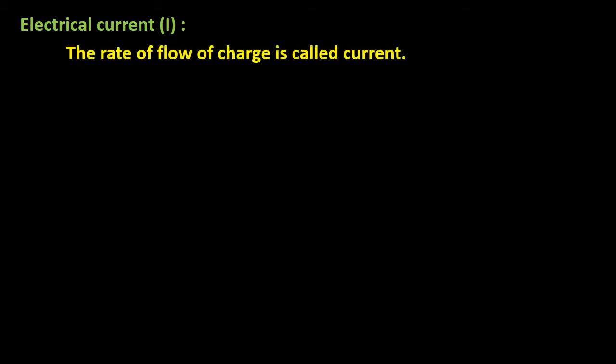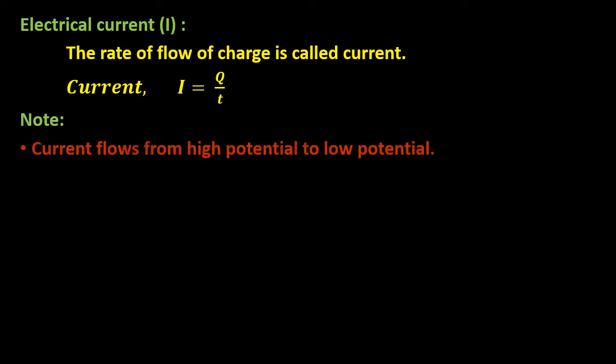Next we define electric current. Electric current is defined as the rate of flow of charge. That means how much charge is flowing per unit time, so it gives current. And the formula for current is current equals charge divided by time, that is I equals Q by T.